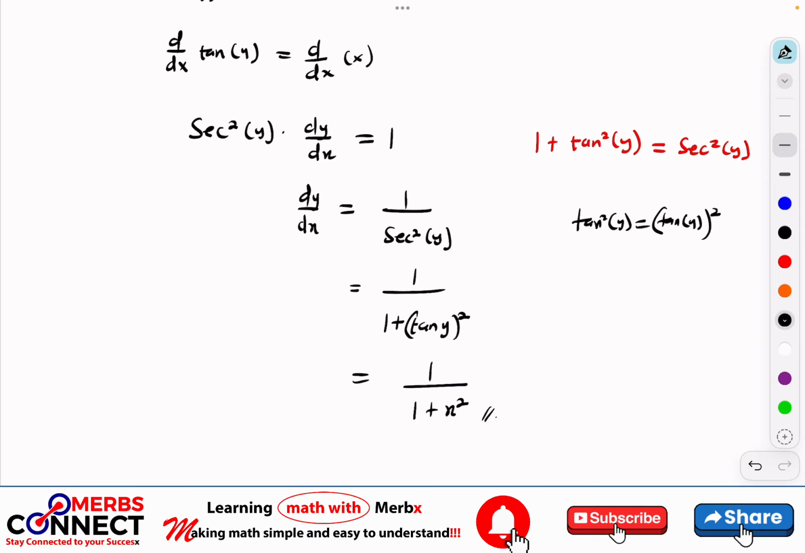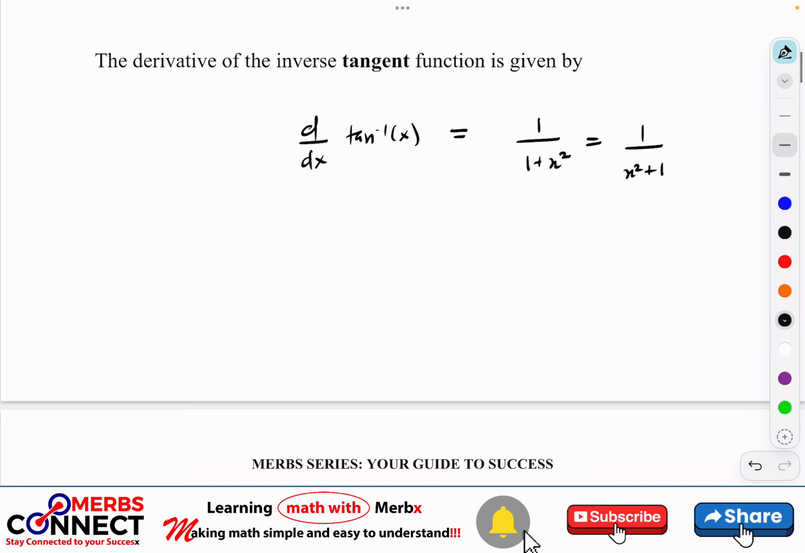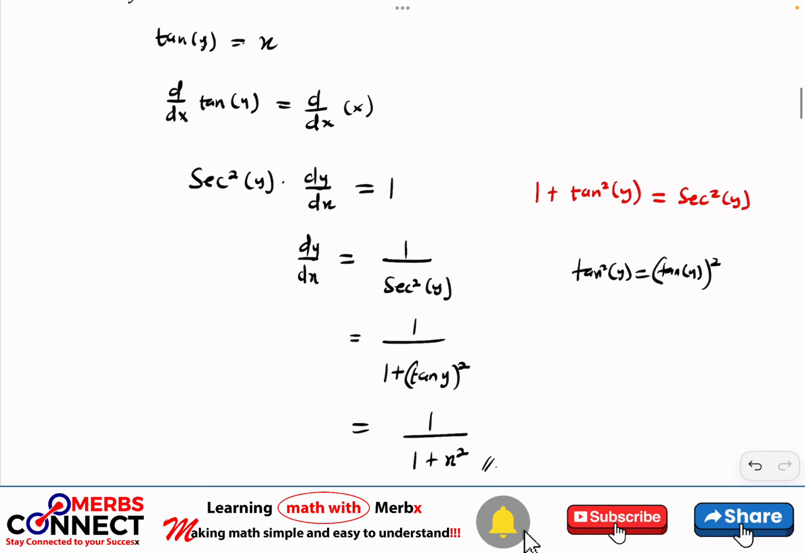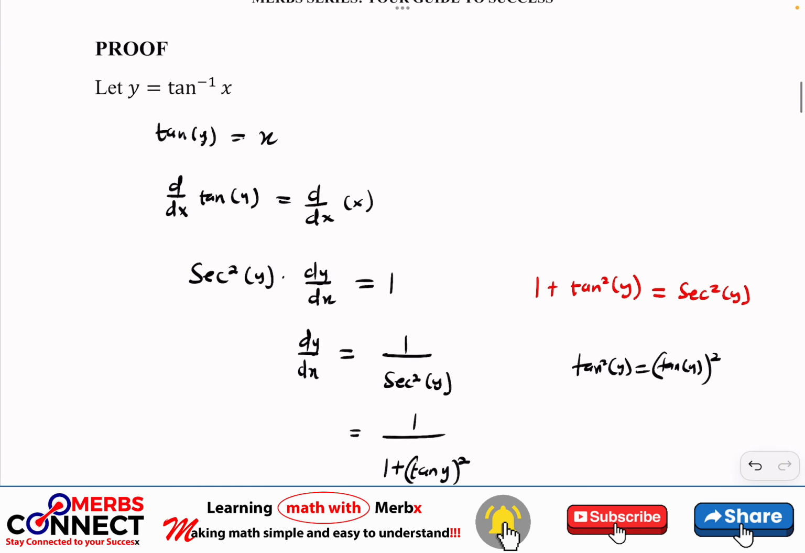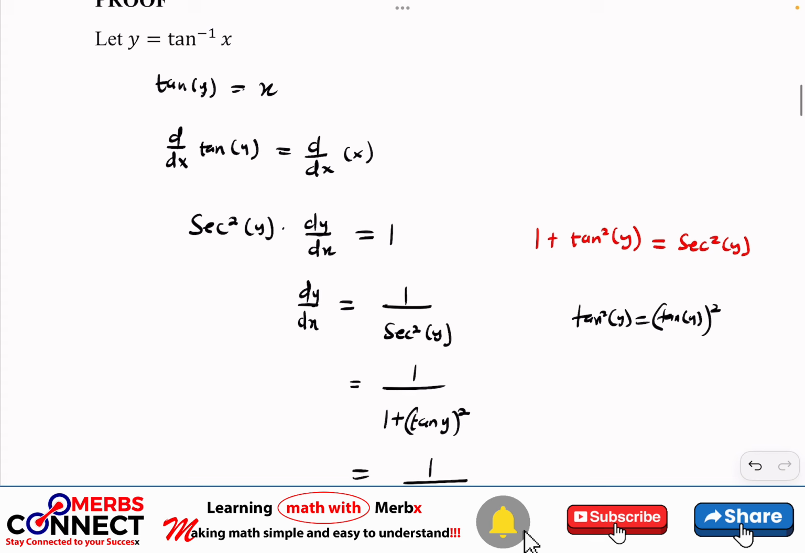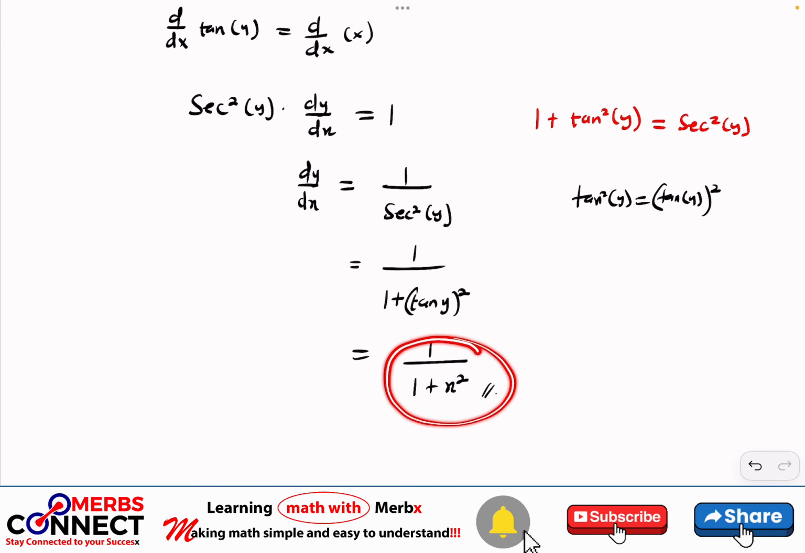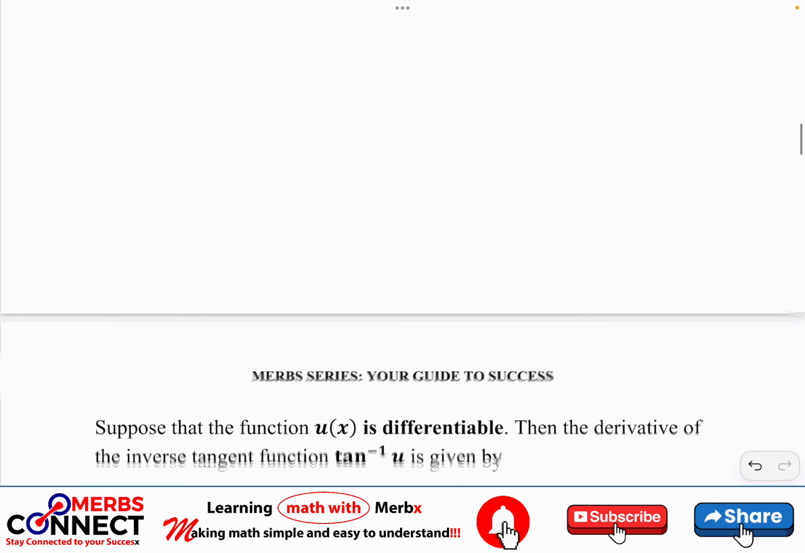So this is what we are going to get at the end of the day, and you can see that it's the same as what we have here. So this is the proof for, when we differentiate tan inverse, we get 1 over 1 plus x squared, or 1 over x squared plus 1.